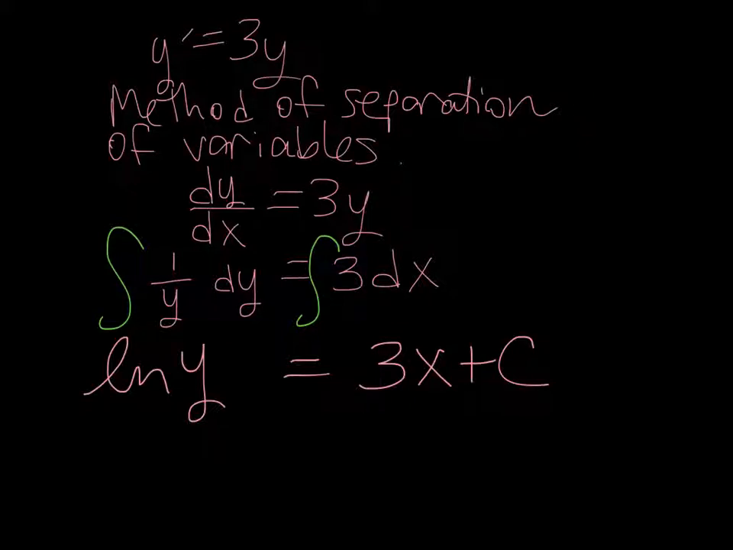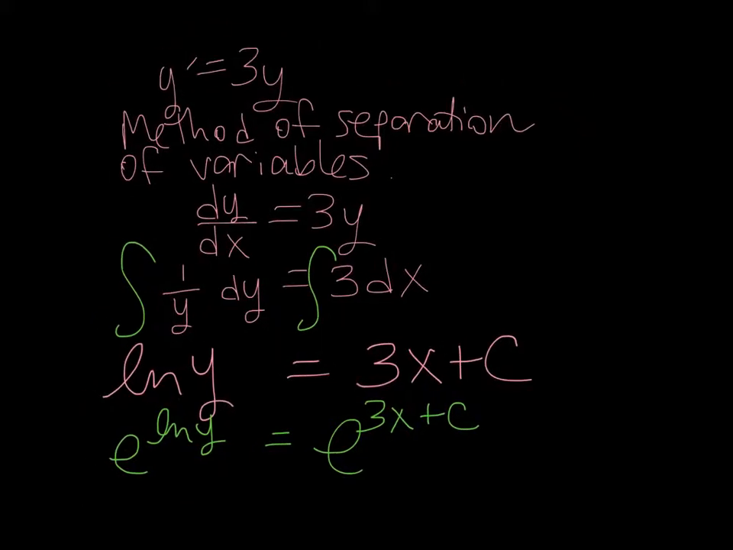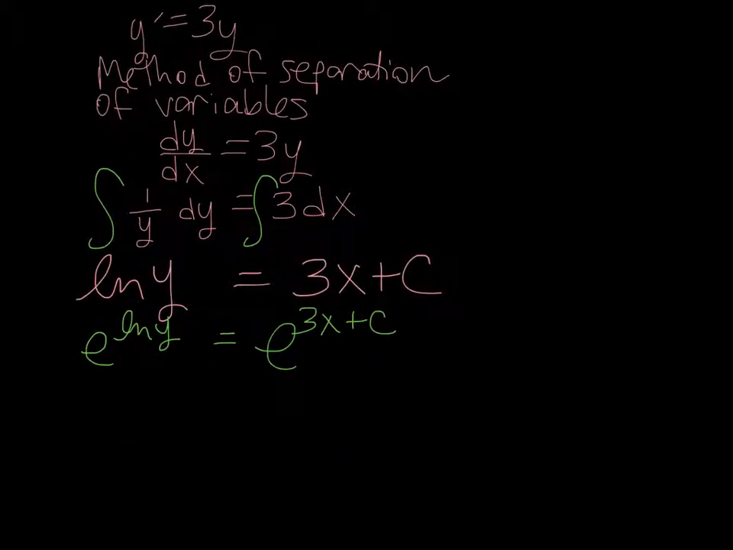Now we're almost there, but I don't really want the answer to look like ln of y equals something. I want the answer to look like y equals. So I'm going to do e to the power on both sides. So I have e to the ln of y is equal to e to the 3x plus c. And e to the ln of y is y. e to the 3x plus c is e to the 3x times e to the c. And that is my general solution.